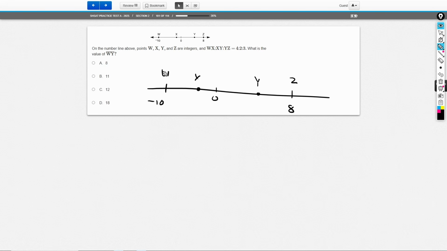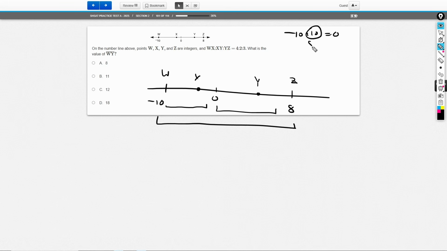Now, the distance from w to z is what? Well, I have to go 10 units to get to 0, because negative 10 plus 10 is equal to 0. And then I have to go 8 units to get from 0 to 8. So I went 10 units to get to 0, and then 8 units to get to 8. So that's 18 units in total. So we know that wz is equal to 18 units in length, right?